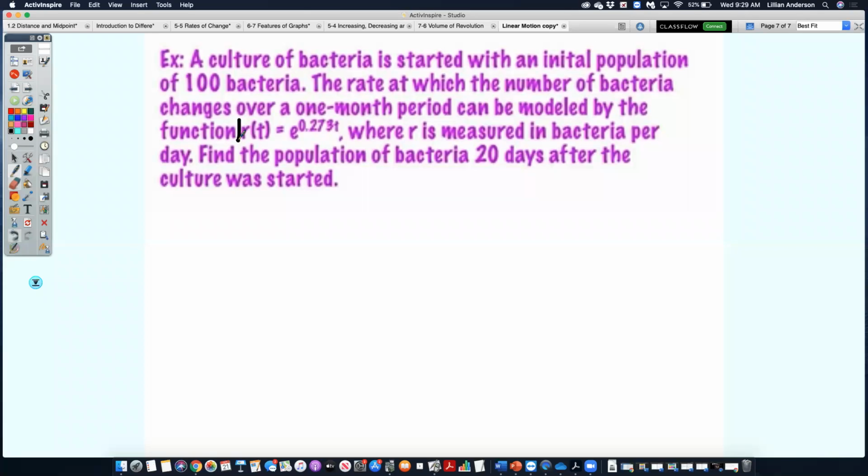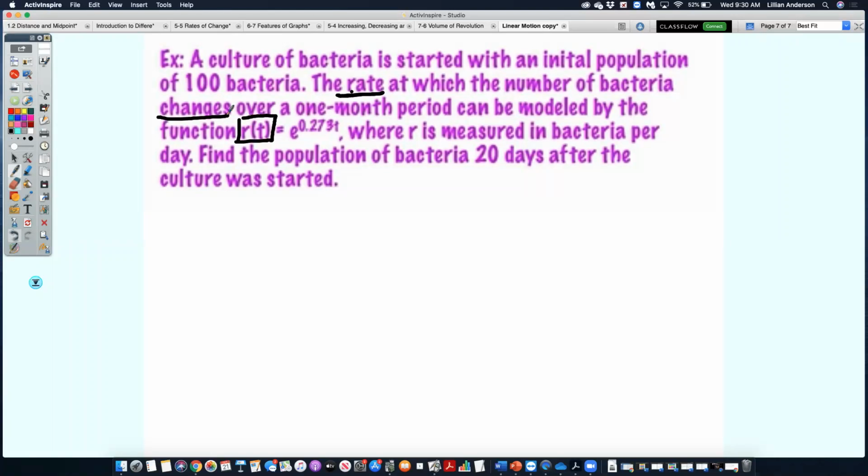This R of t function ties to the concept of displacement, velocity, and acceleration, linear motion. What does R of t represent? Velocity. S of t? Not quite. It does represent velocity, and the key word is right here. The rate at which the number of bacteria changes, AKA rate of change, which represents derivative, velocity. So R of t actually represents your velocity function.